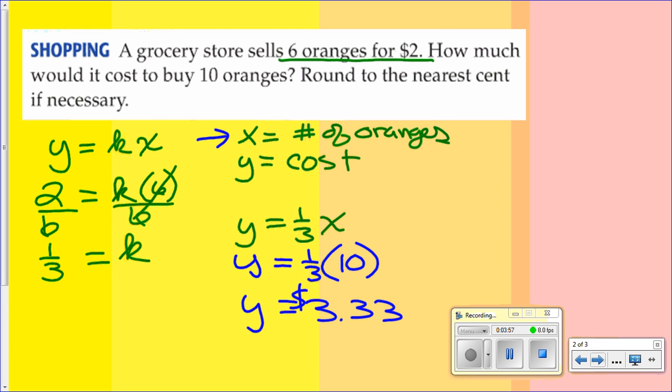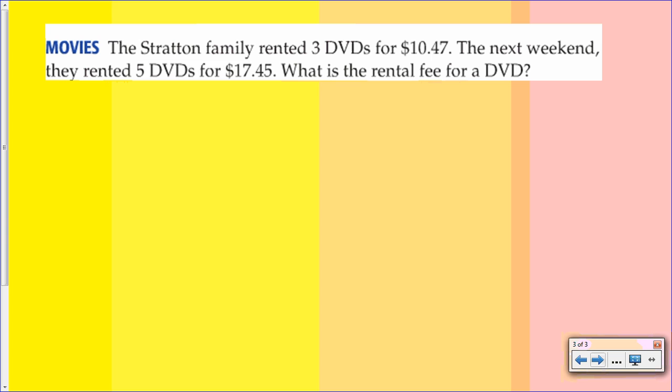So there's quite a few steps to get there. I got to find my k, write my equation, and then I can use that equation to find what it is that they were looking for. So just having to remember that finding that k, using our information to find that rate of change or that constant of variation, is what helps us get our equation, and the equation is what we need to solve the question.